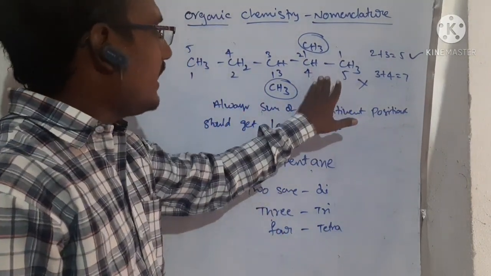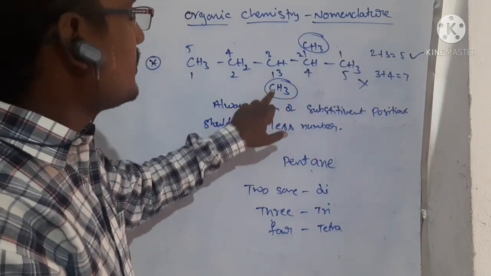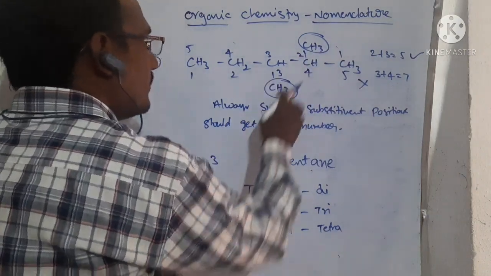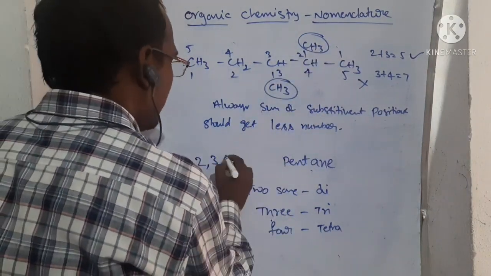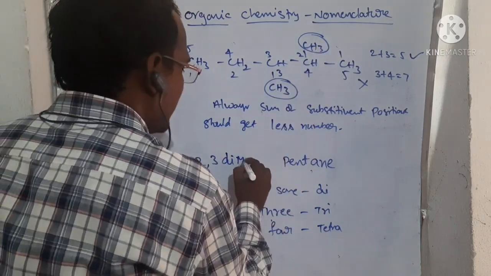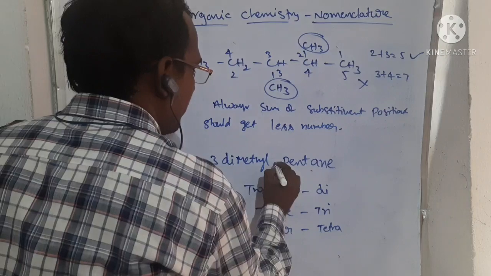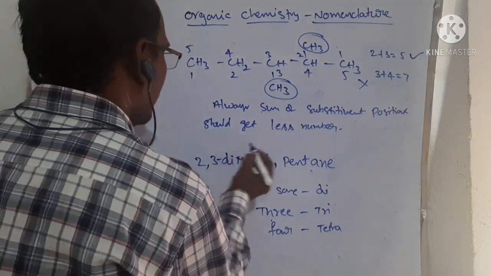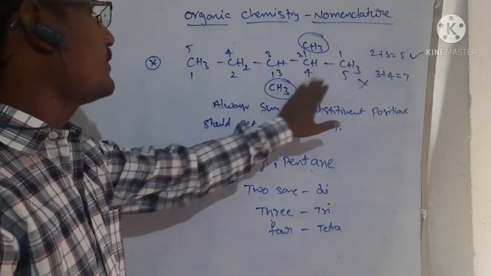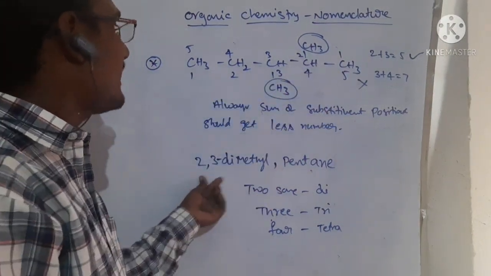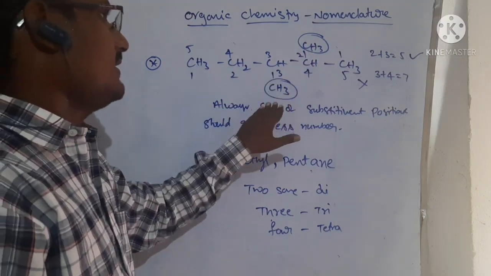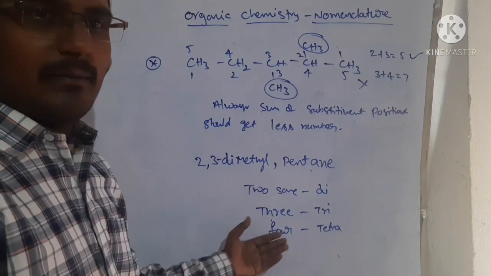So here the second position has one methyl group and the third position has one methyl group. That means 2, 3, second and third. Both are the same, right? That means di, because the methyl group is the same here. So dimethylpentane. 2,3-dimethylpentane. Pent is the root word, ane is the suffix, and the second and third positions have methyl groups. Both are the same. That's why you use di. If 3 are the same, you use tri.